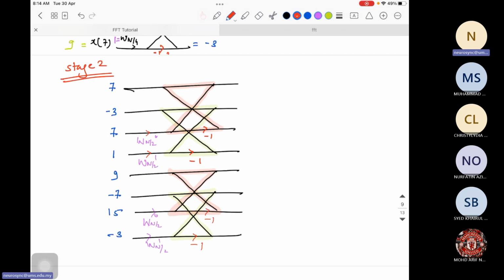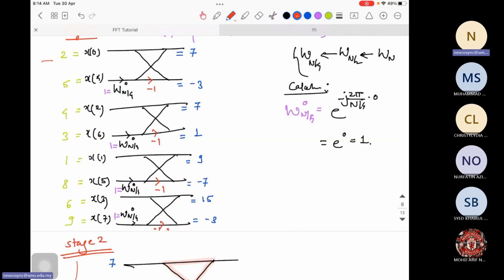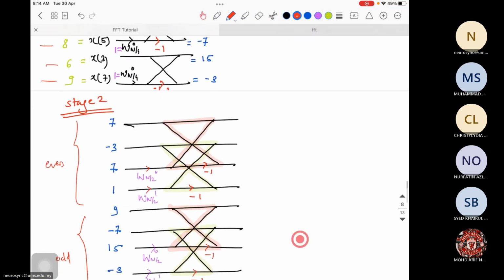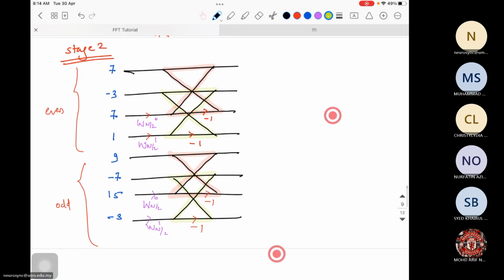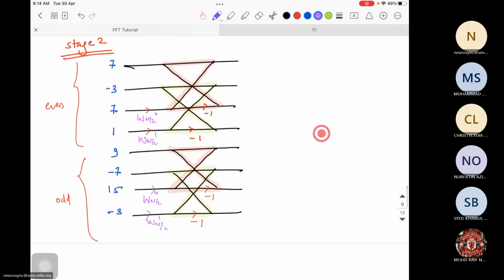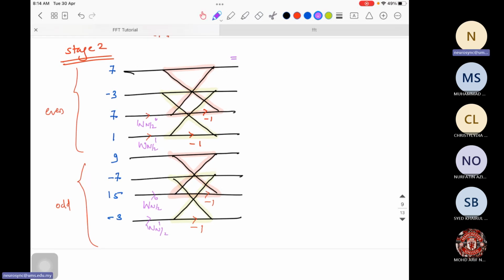Now this is our even part and this is our odd part, like we have separated this in two parts. For the first stage, this is even, this is odd, even, odd, even, odd, like this. Now can you compute the values here? Give me the value. How much is the value here?